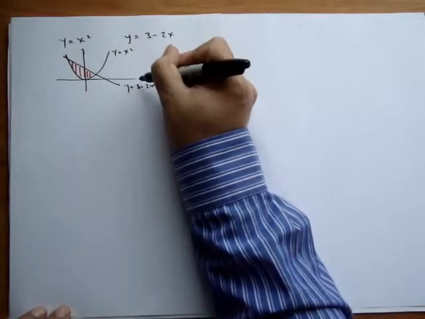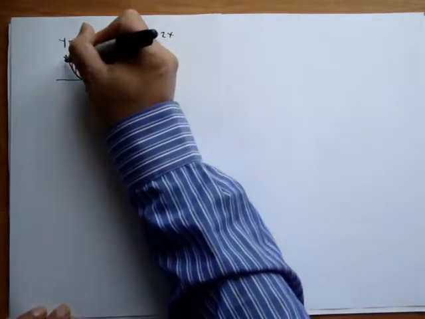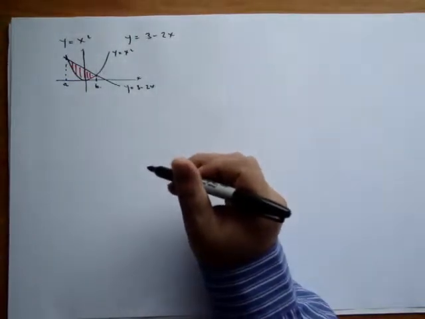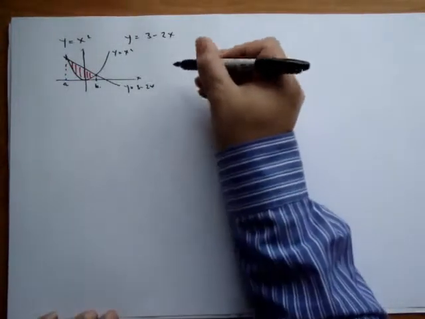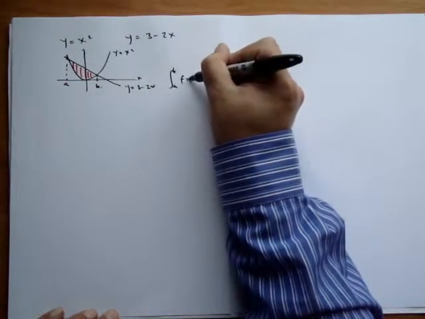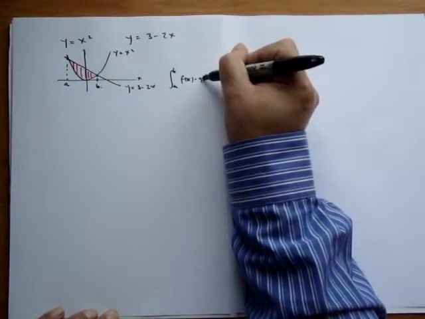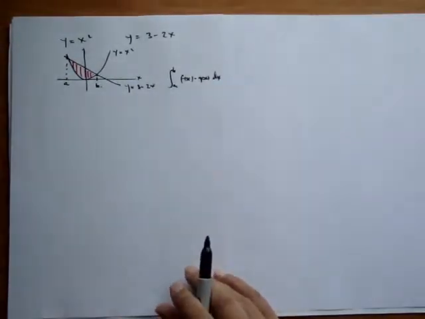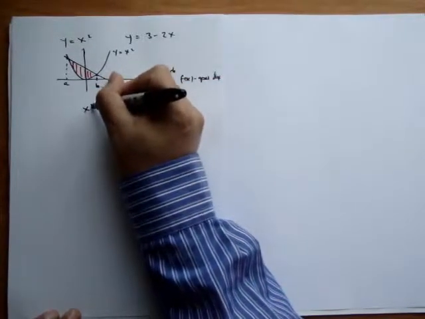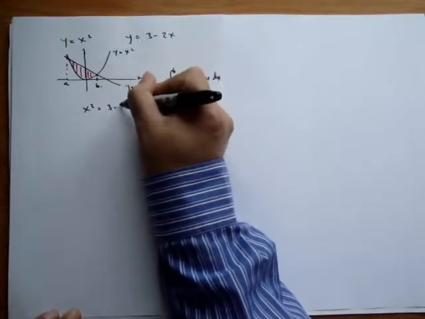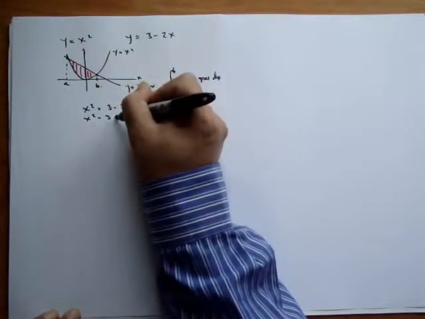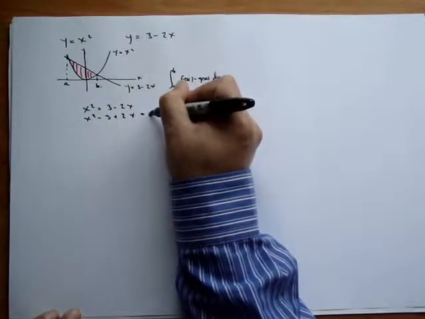So first of all we need our points of intersection, which would be here, A and B, and we need to determine which would be f of x and g of x, because we're going to do the definite integral from b to a of f of x minus g of x dx. So we have x squared. To find our points of intersection, x squared equals 3 minus 2x, x squared minus 3 plus 2x equals 0.